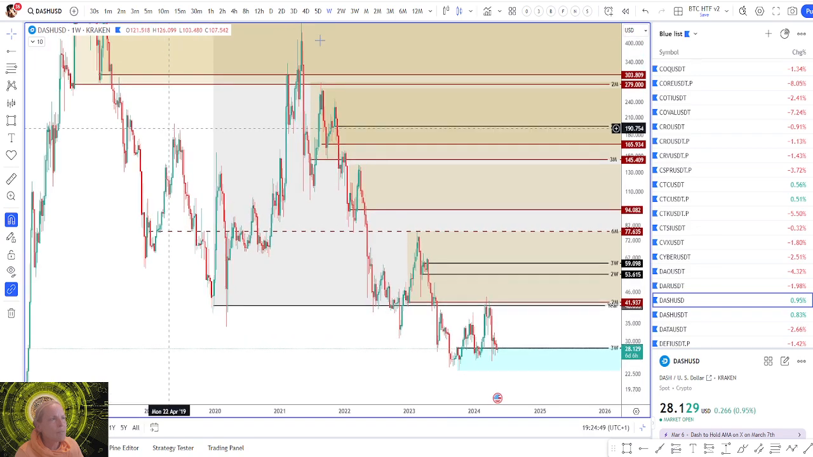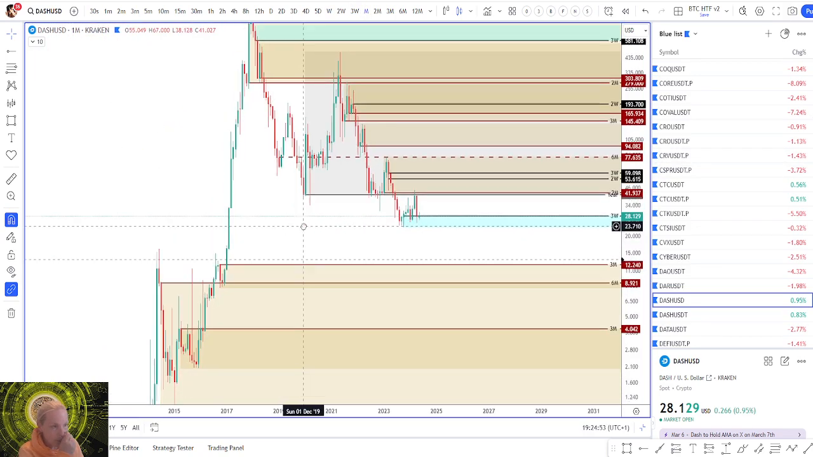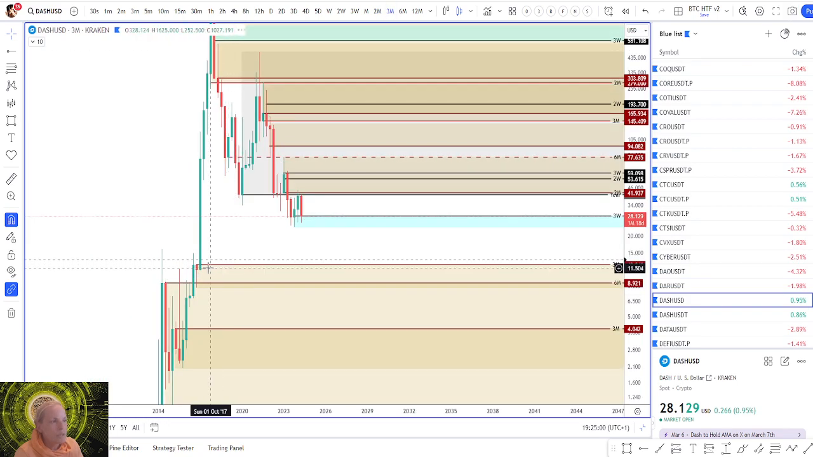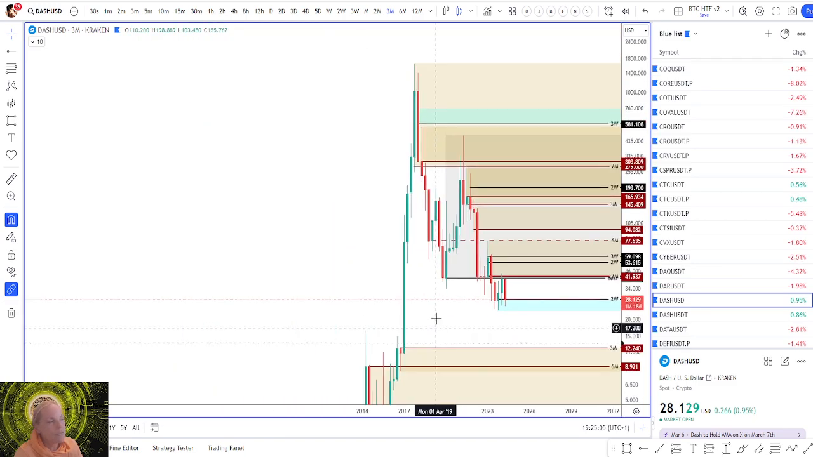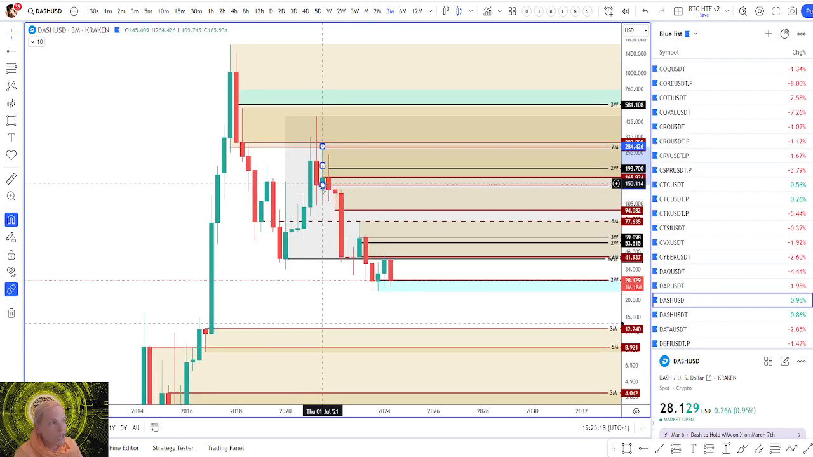I feel like maybe I wasn't clear on one other thing with the body and the wick. I did explain that when I do demand, this was a 3 month, I draw from the body of the red candle to the bottom of the wick, and the reverse is true in supply, just in case I wasn't clear on that earlier in the video. So for example, this 3 month here, I'm drawing the zone from the body of the green candle up to the top of the wick. But again, it's entirely up to you if you want to draw it on the whole candle.